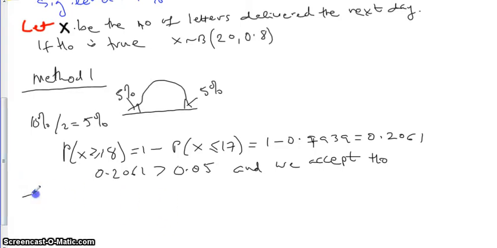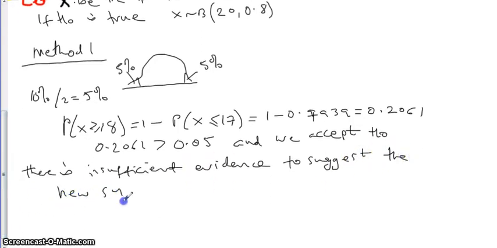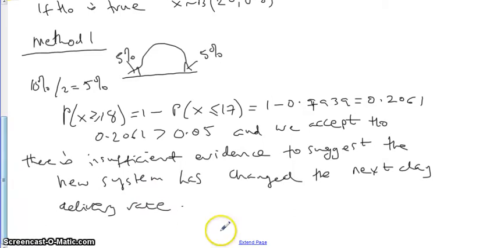So let's write that down. There is insufficient evidence to suggest the new system has changed the next day delivery rate. So that's using the probabilities.